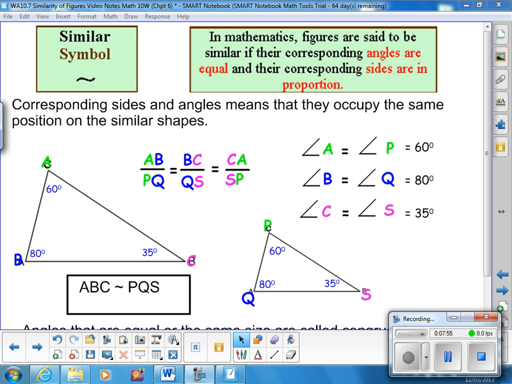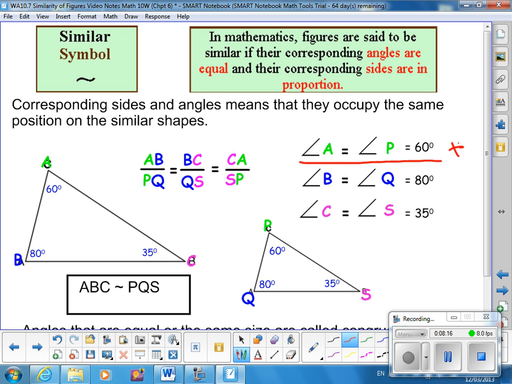So here's a diagram of two triangles, and we want to determine the corresponding sides and the corresponding angles. That means that they hold the same position. So angle A is at the top of your triangle. Angle P is also at the top of the triangle. They are both corresponding, okay, and they also are congruent. That means that they are the same size. Angle C and angle S are also congruent and corresponding, so they need to be in the same position. And B and Q are also in the same position and corresponding, and they're 80 degrees.